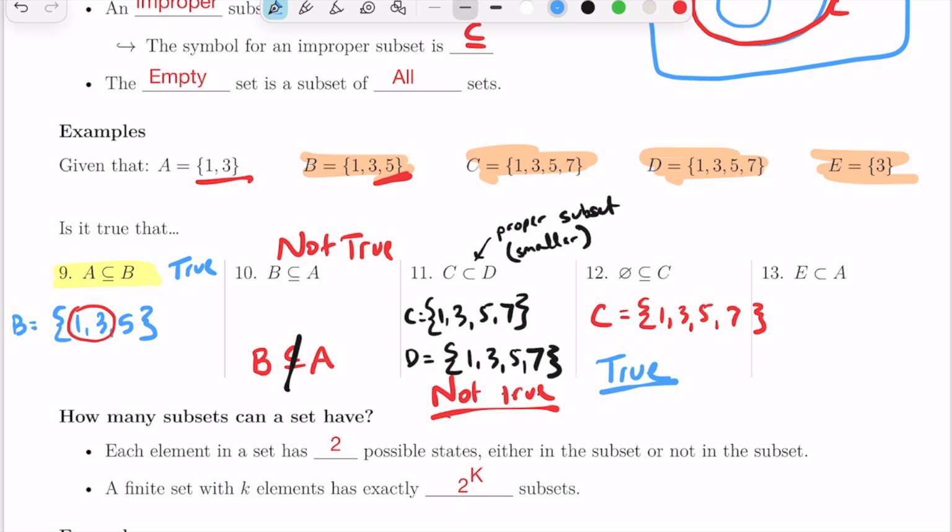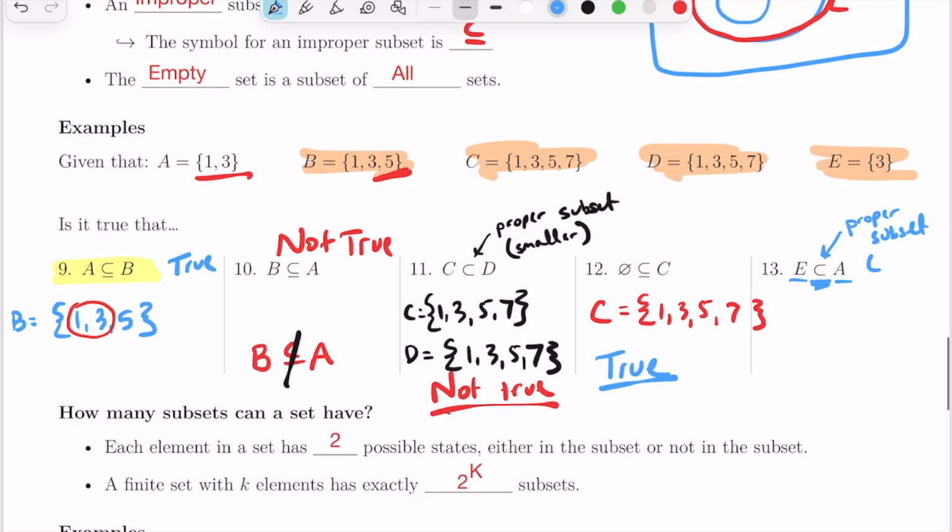Lastly, E is a proper subset of A. Right? I'm going to make a little note here. This is proper subset, and it needs to actually be smaller. So when I look at E, I see that E is just 3.